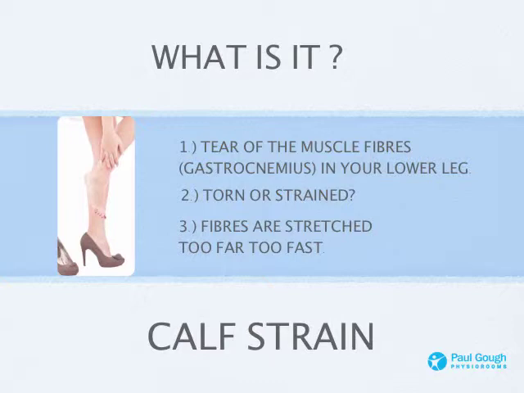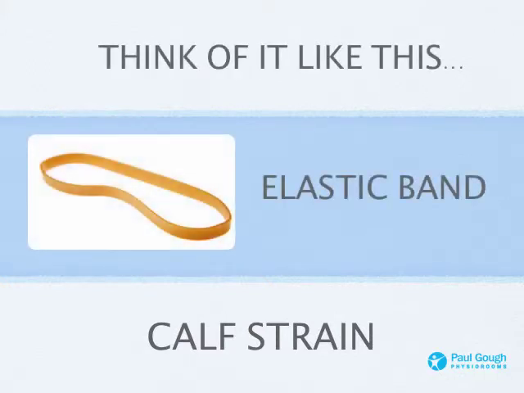A tear or a strain just means that the fibers that make up that muscle have been stretched too far and too fast. Again, a really simple way to think of it is an elastic band. If you were to pull an elastic band really tight, it would probably twang back into place. But if you pulled it extra tight, there's a good chance that it would fray or it would snap. The Achilles or the calf can snap, and very commonly, it can fray. So again, think of it like that.